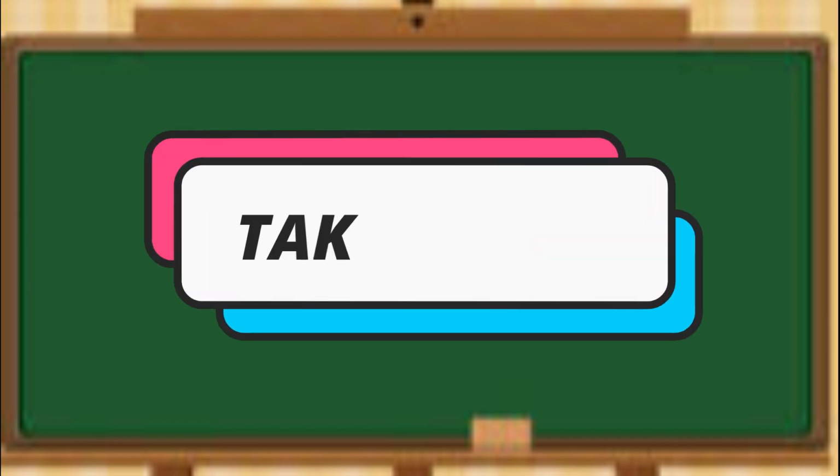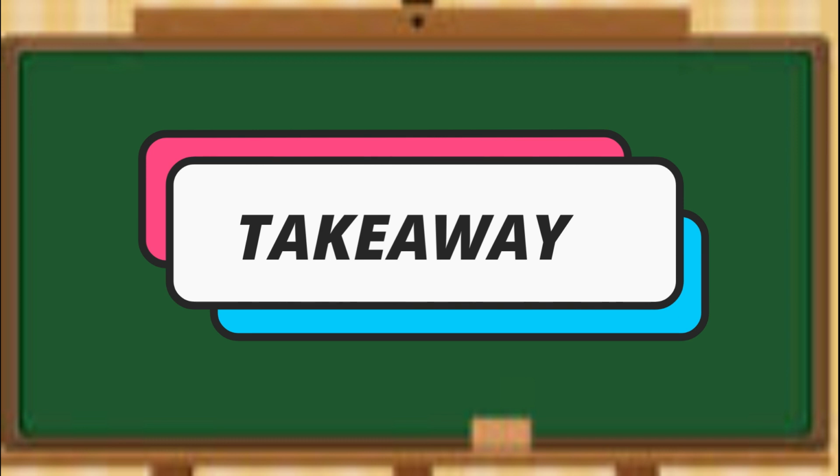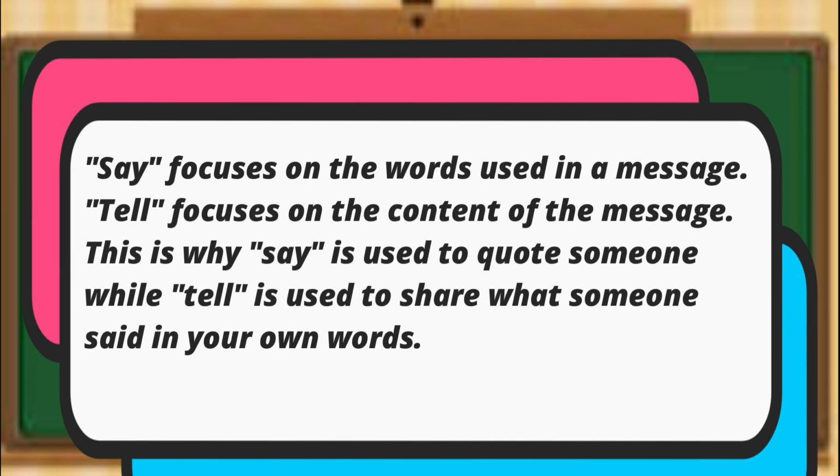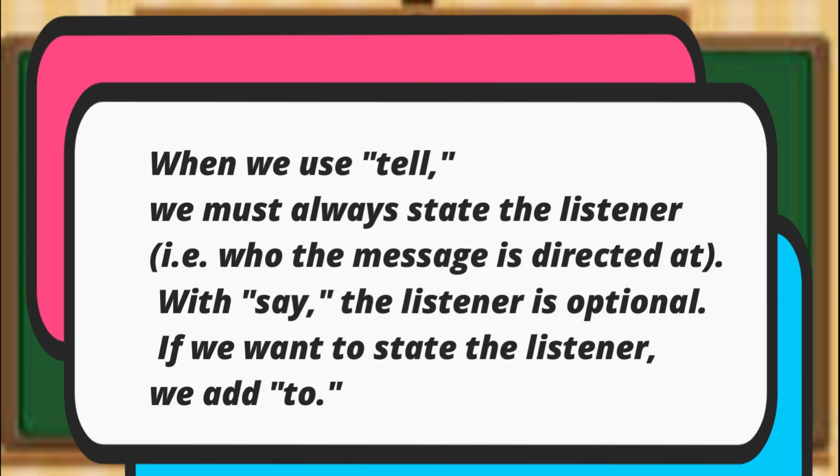Alright, let's have a takeaway. I know that you have a lot of information, so have this summary. Say focuses on the words used in a message. Tell focuses on the content of the message. This is why say is used to quote someone, while tell is used to share what someone said in your own words. When we use tell, we must always state the listener, or who the message is directed at. With say, the listener is optional. If we want to state the listener, we add to.